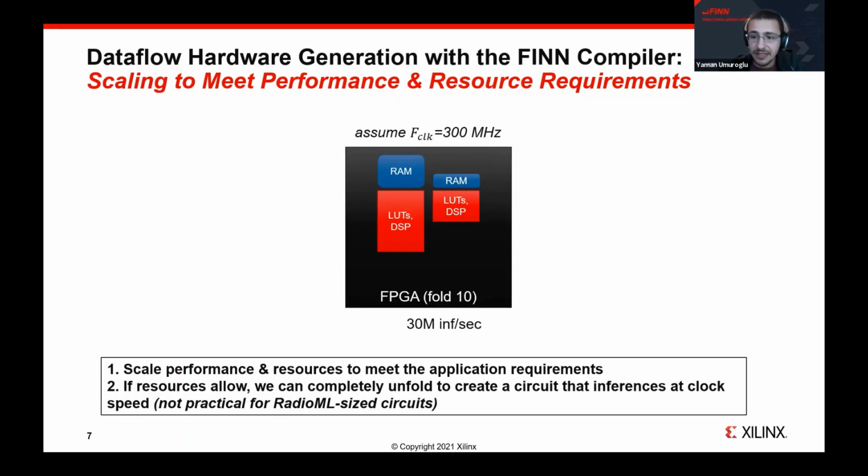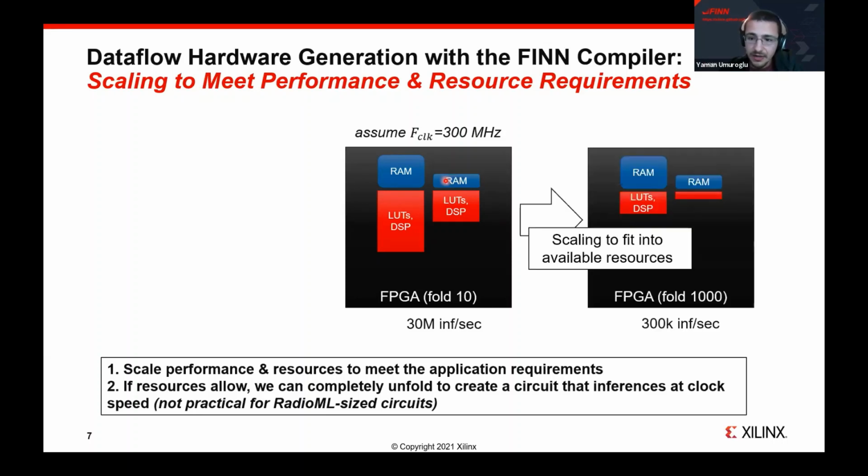Making this slightly more concrete, let's say we have some design. It has a 300 megahertz clock and a folding factor of 10. This can yield an inference result every 10 clock cycles, which translates into a performance of 30 million inferences per second. It's 300 million divided by 10. That's going to come at a certain FPGA resource cost, here illustrated with the red boxes and the blue boxes for different kinds of FPGA resources.